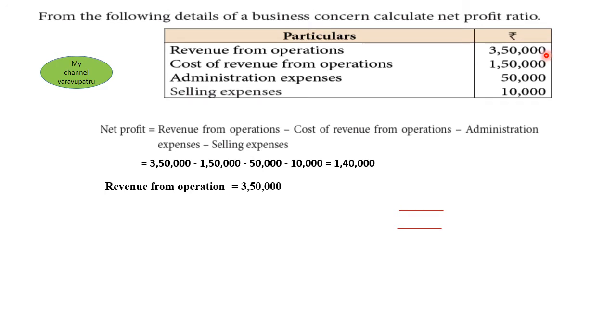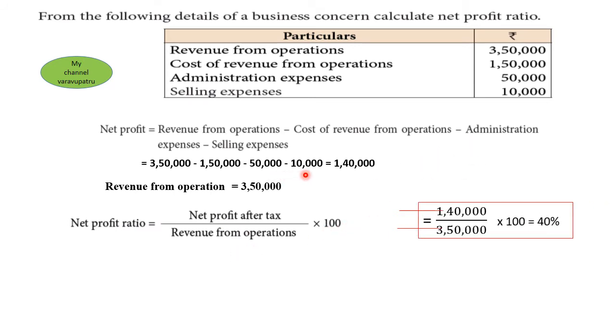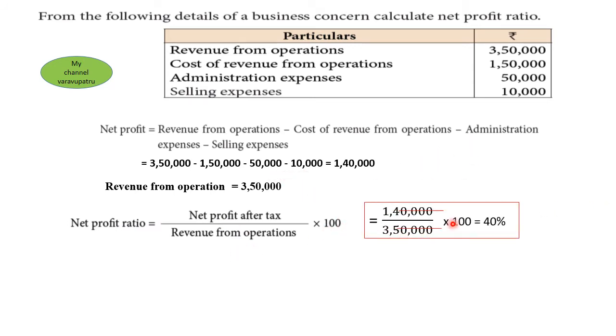Revenue from operation 3,50,000 is also given in the problem. Net profit ratio is equal to net profit divided by revenue from operation into 100. That is 1,40,000 divided by 3,50,000 into 100 is equal to 40%.